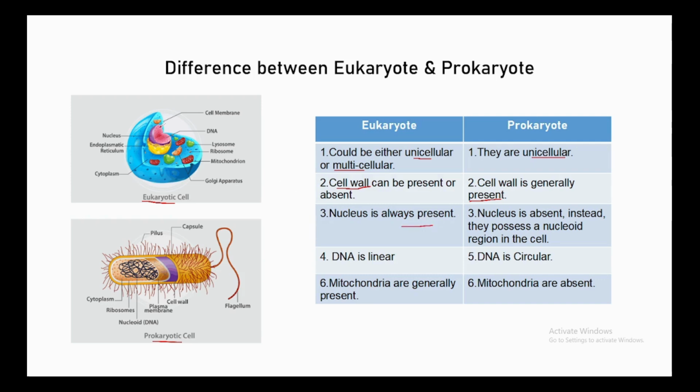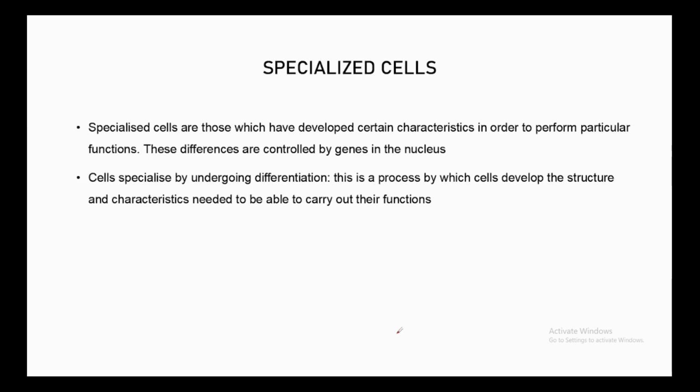In eukaryote cells, the nucleus is always present, in which DNA is also present. But in prokaryotes, the nucleus is absent. Instead of this, they possess a nucleoid region in the cell. This one is the nucleoid region. In eukaryotes, DNA is in linear form, but in prokaryote cells, the DNA is in circular form. Mitochondria are generally present in eukaryotic cells, but in prokaryotes, mitochondria are absent.